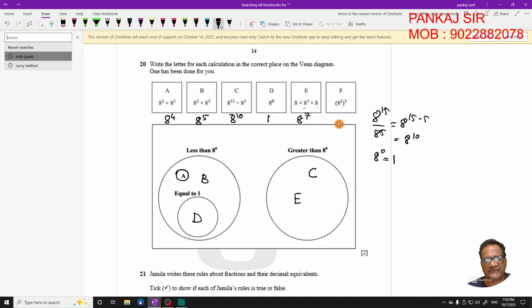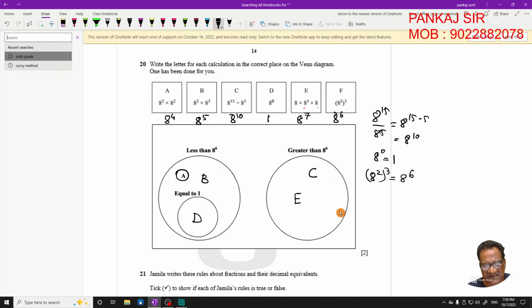Now what about F? F is 8 raised to 2 whole raised to 3. Now 8 raised to 2 whole raised to 3 works out to 2 into 3 is 6. So 8 raised to 6. Okay. So this is 8 raised to 6.